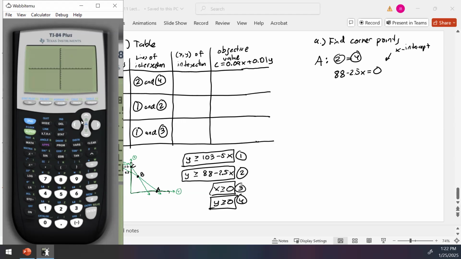So this is the graph. Now, notice that nothing showed up. It's because our window is small, and the value is like 88 minus 2.5x. So the first thing I would do is zoom. I always do zoom 6, but that's not going to work here. So if that doesn't work, then I just press zoom out.